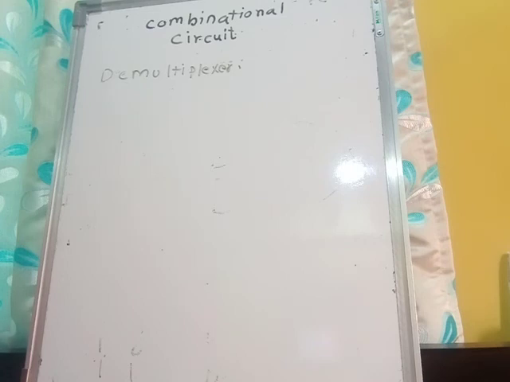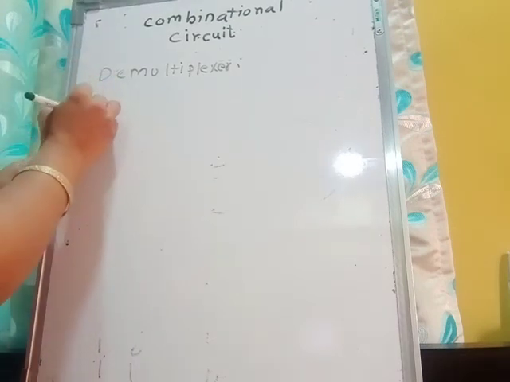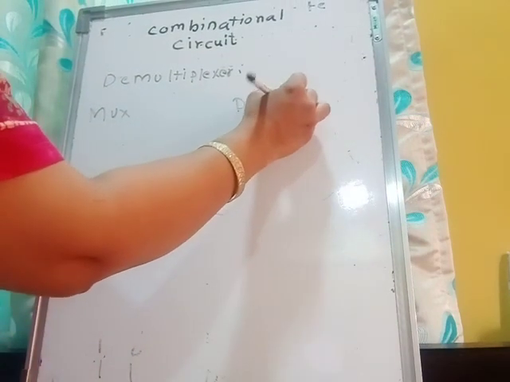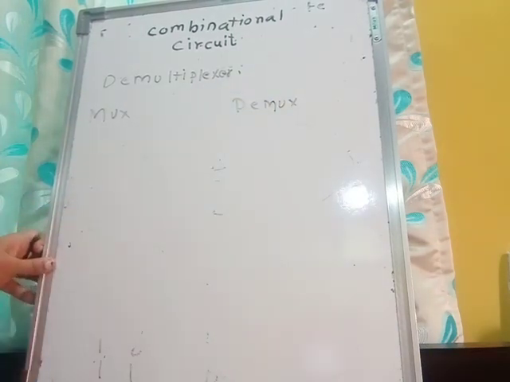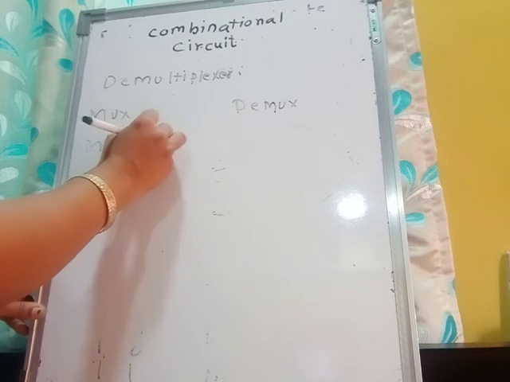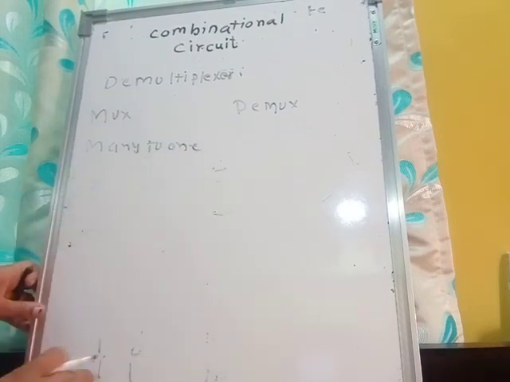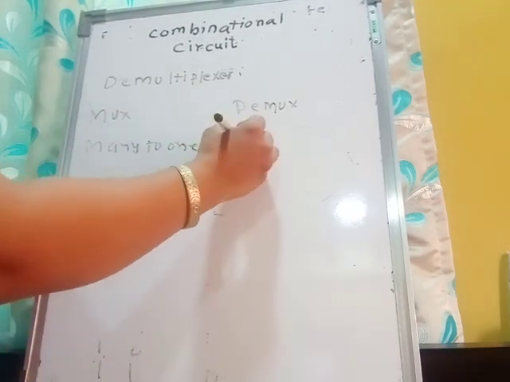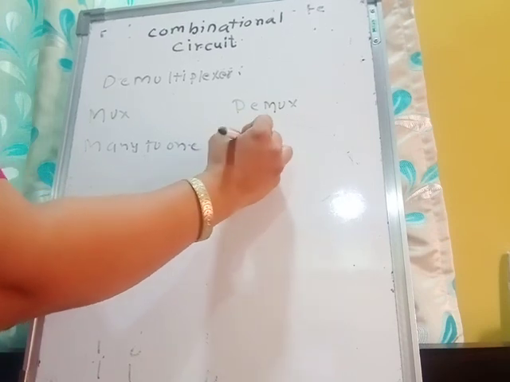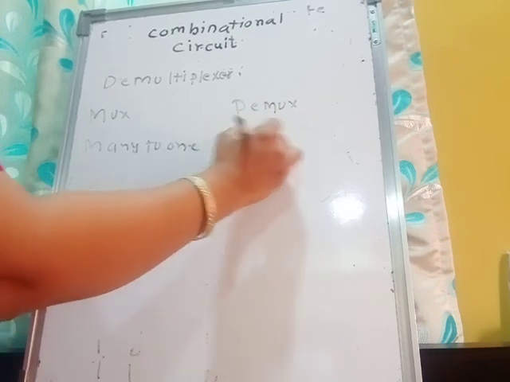Okay, so there is a difference between multiplexer and demultiplexer. So first of all we'll see the multiplexer. Multiplexer is known as the MUX, and demultiplexer is known as the DMUX. So multiplexing means what? It is many to one. And what is DMUX? It is one to many.